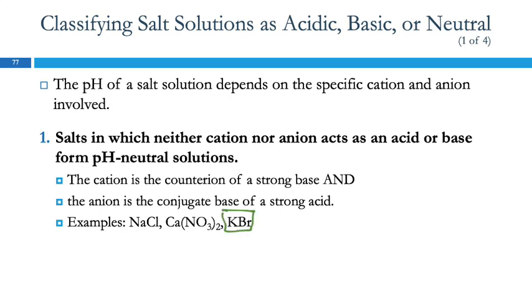So let's just look at this guy. What are the two ions in there? Well, there's K plus and there's Br minus, right? Well, this is related to which acid? Put an H on it. HBr, right? Is that strong or weak? Strong. What kind of a base would K plus come from? A strong base, KOH.